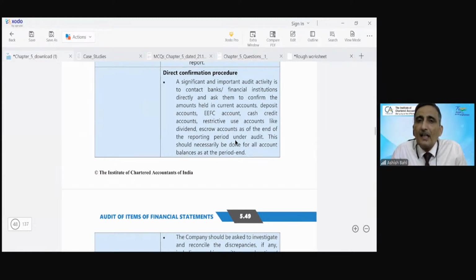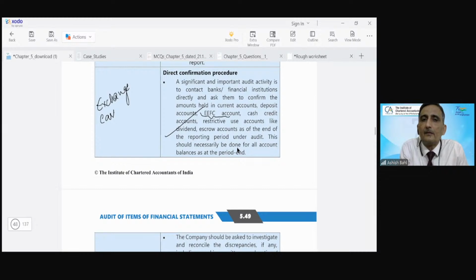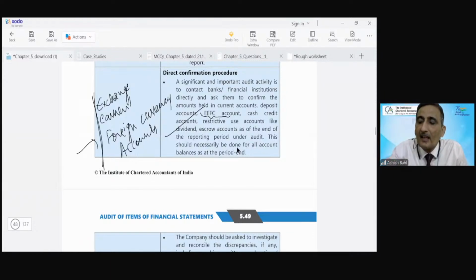And the auditor can ask for confirmation not only in respect of various deposit accounts and current accounts, but also EEFC accounts. So what is an EEFC account? EEFC account is an Exchange Earners' Foreign Currency account. Exporters can have this account, where they can hold funds in foreign currency.